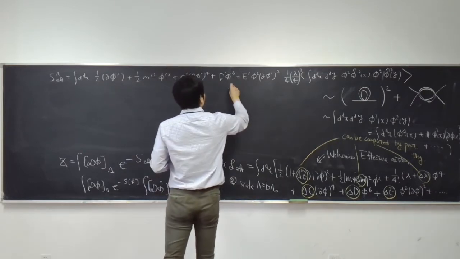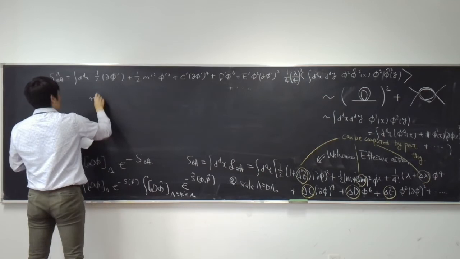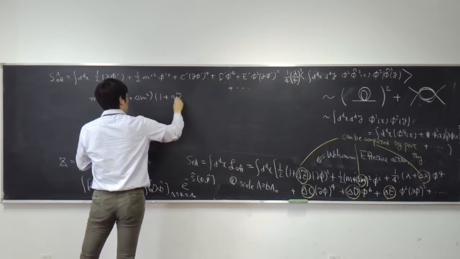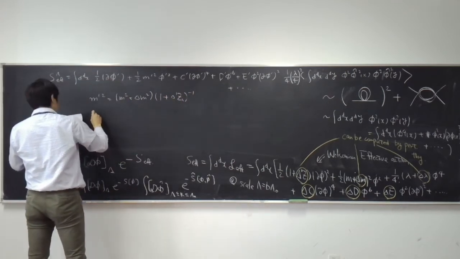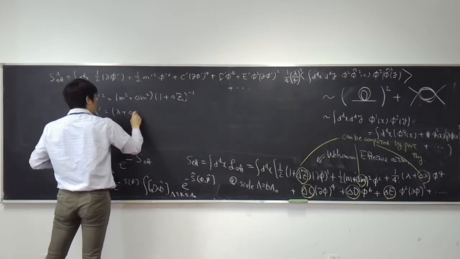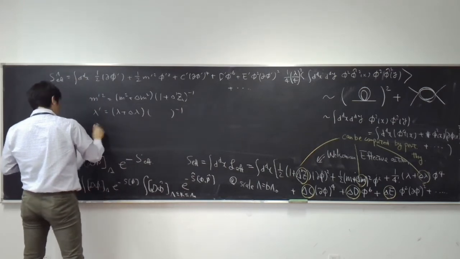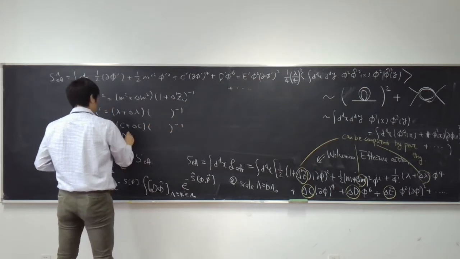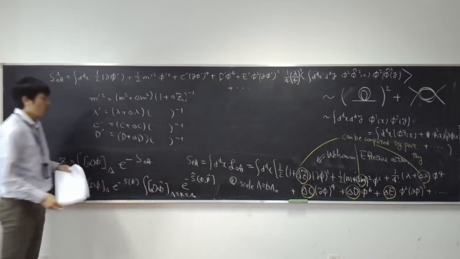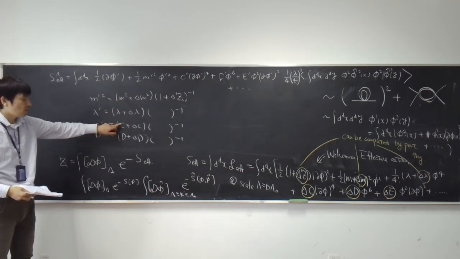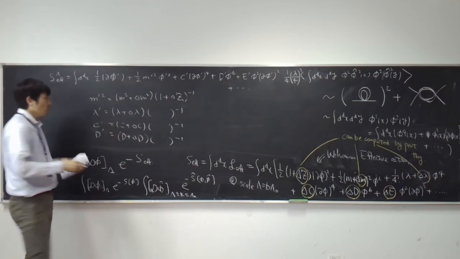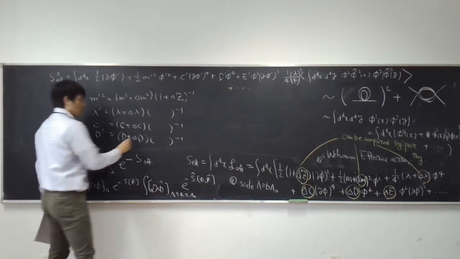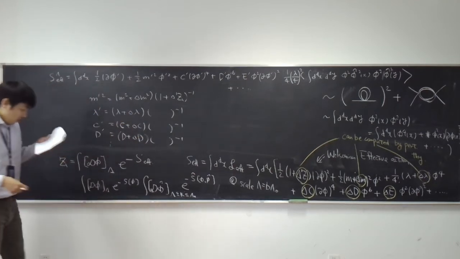And so on, where the m prime can be understood as m squared plus delta m squared, times the inverse of one plus delta Z, and lambda prime is lambda plus delta lambda, with the same factor inverse, and C prime and D prime are also the same, C plus delta C inverse, D plus delta D inverse. Of course, the bare Lagrangian has C and D equal to 0, but we just formally write down the capital C and capital D, and also E and so on.